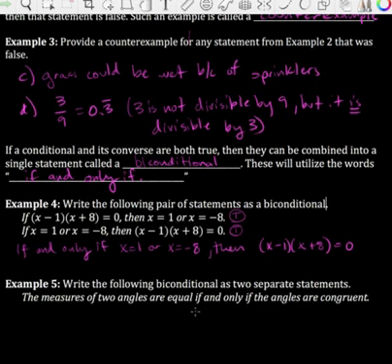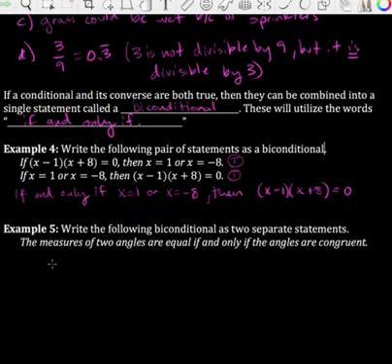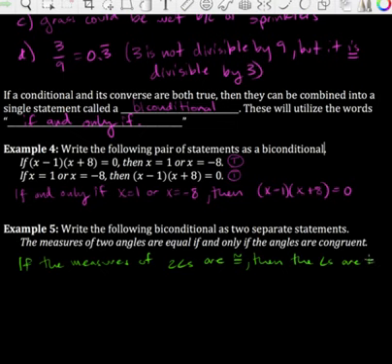Last, we're going to take a biconditional and write it as two separate statements. Kind of do the reverse of what we just did in example 4, right? We have a statement that says the measures of two angles are equal if and only if the angles are congruent. So I'm going to take that and I'm going to break it into two statements. First, I'm going to say, if the measures of two angles are equal, then the angles are congruent, right?